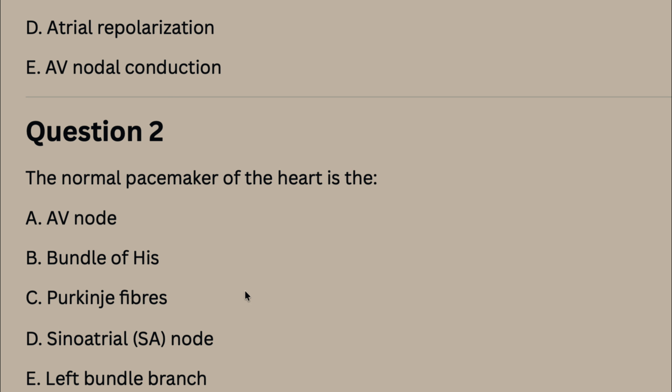Now eliminate the options. AV node? No. It can act as a backup pacemaker, but it is not the normal pacemaker. Bundle of His? No. Purkinje fibers? No. Left bundle branch? Also no. So the correct answer is D, SA node.